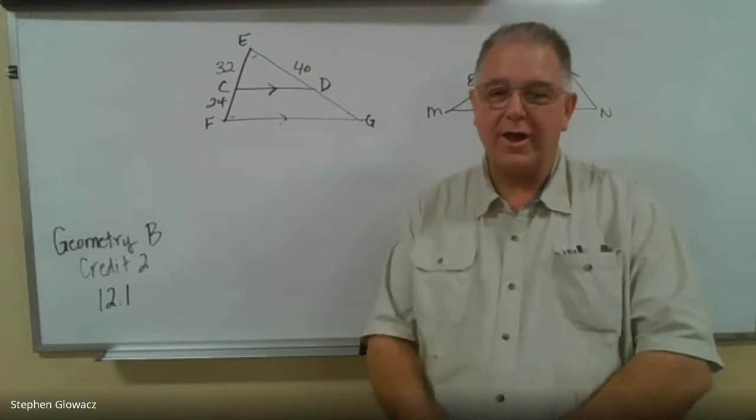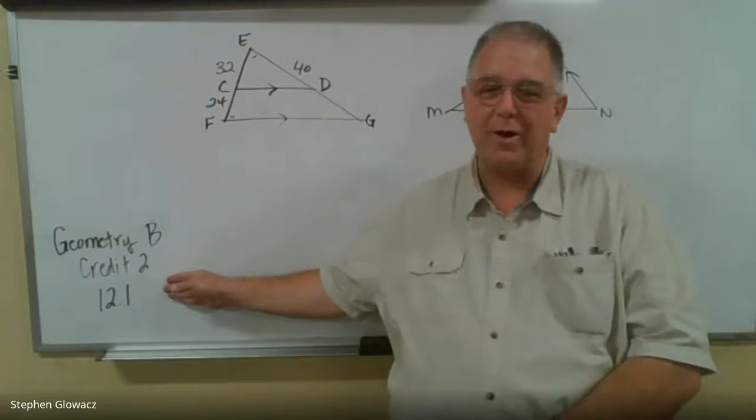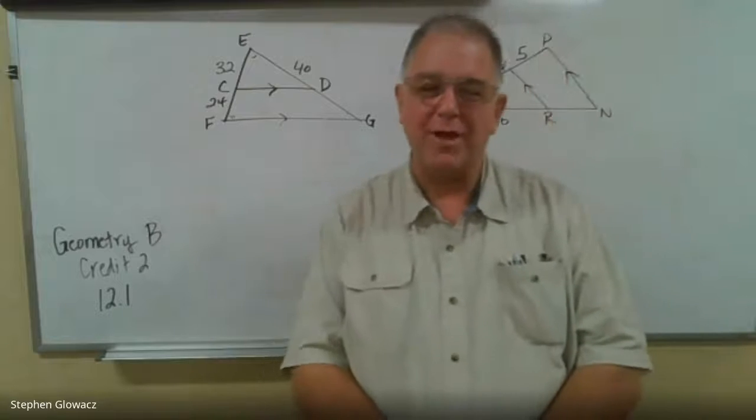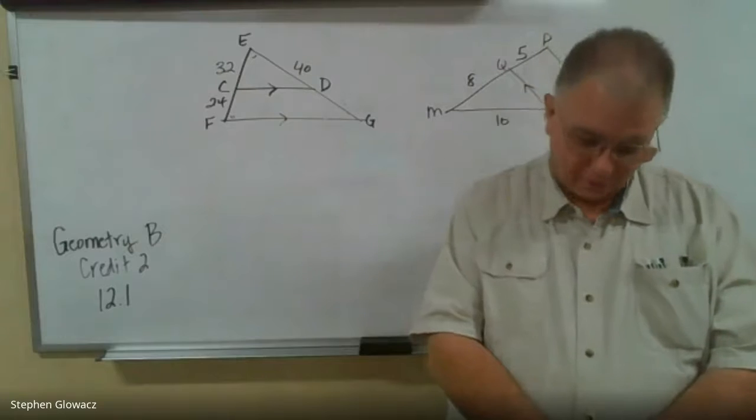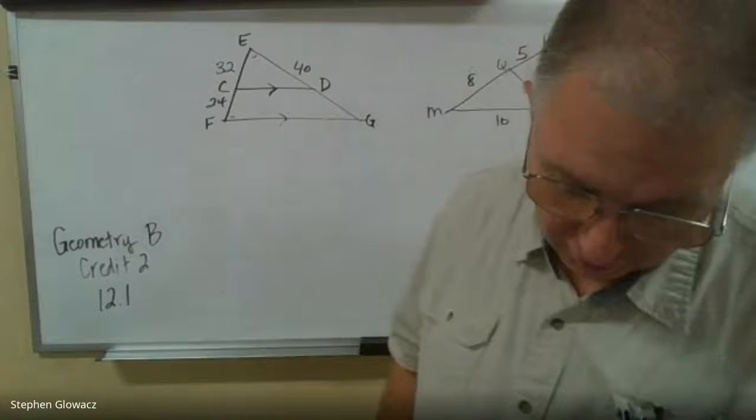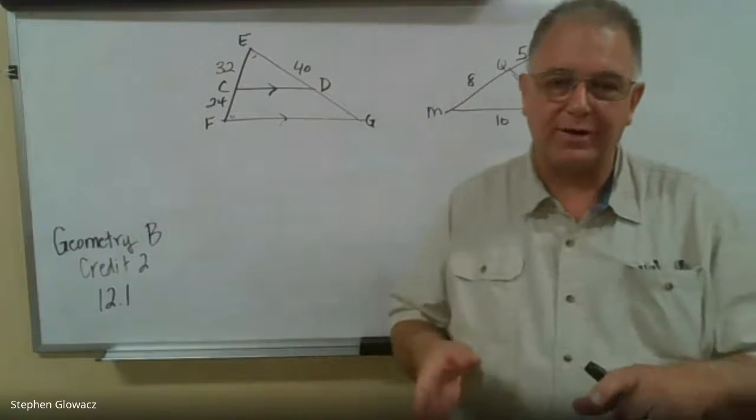All right, we're moving along now in Geometry B, Credit 2. This is lesson 12.1. So you did that without looking, which is the triangle proportionality. Well, I was looking. I'm looking at the screen. Triangle proportionality theorem. It starts on page 32. And what we're actually going to learn here really is a quicker way to do something we've already done.